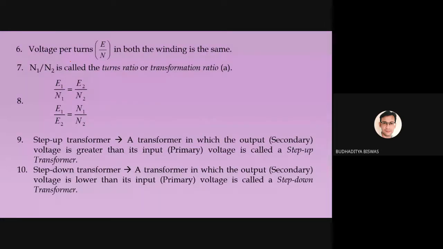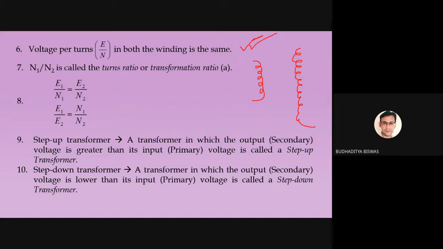Voltage per turn. Now what is this? Voltage per turn in both the windings is the same. This is a very, very important point you need to remember in your whole life: in case of a transformer, the voltage per turn is the same. What is the meaning of this? Suppose in the primary winding I have 5 turns, and in the secondary winding I have 10 turns.